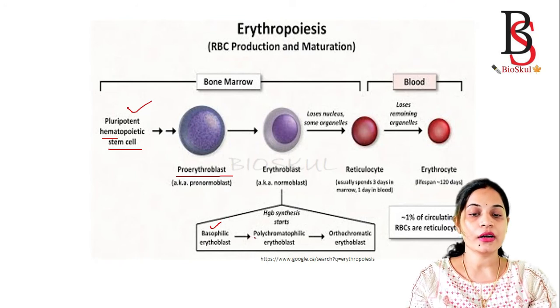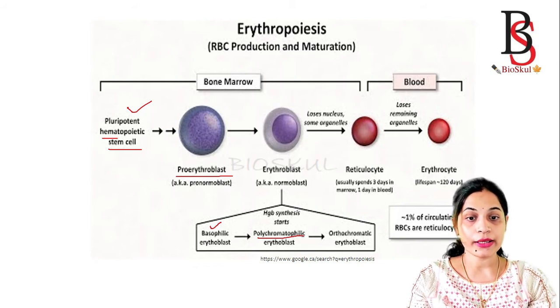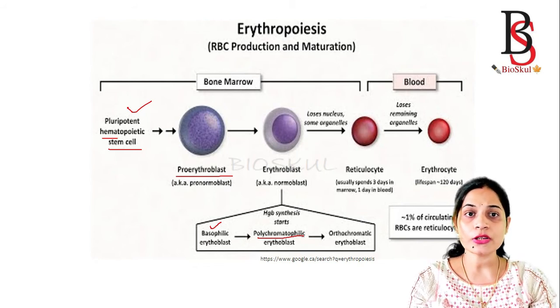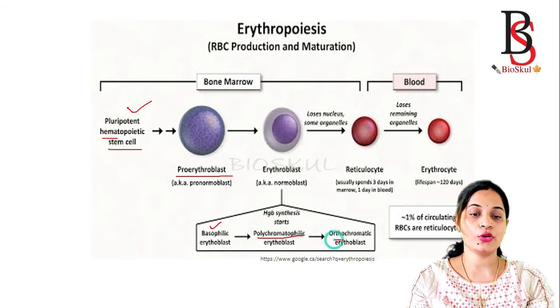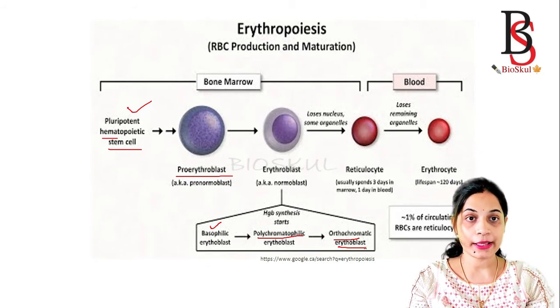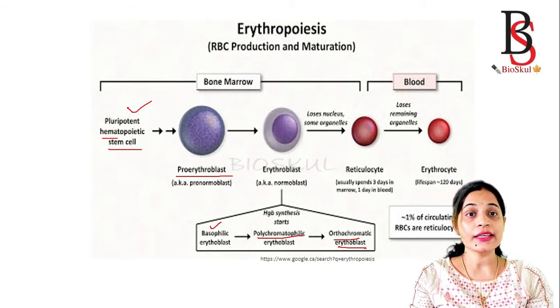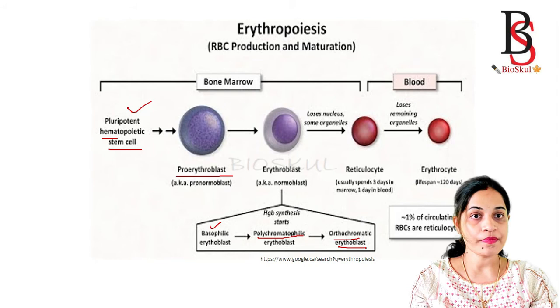The next one is the polychromatophilic erythroblast, which is pinkish in color because of the synthesis of some hemoglobin. And the orthochromatic erythroblast, because of the presence of a large amount of hemoglobin, is totally pink in color. It also ejects most of the organelles, and the nucleus is degraded, and it takes a concave shape.